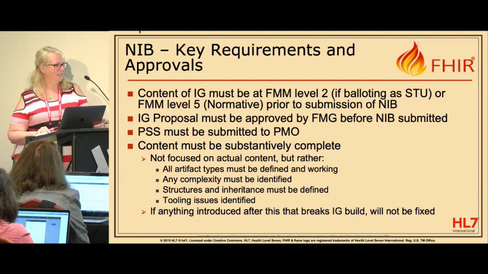That will be discussed later. Basically it's saying that you have to take your IG to a connect-a-thon before you can ballot. Correct. Before you can even submit the NIB. So you can do the project scope statement, get approval, take it to a connect-a-thon, and then submit your NIB. Correct. Or it has to be a maturity level of 5 if you're going normative. That is a new requirement that just came in.